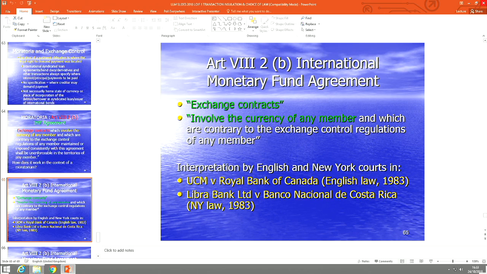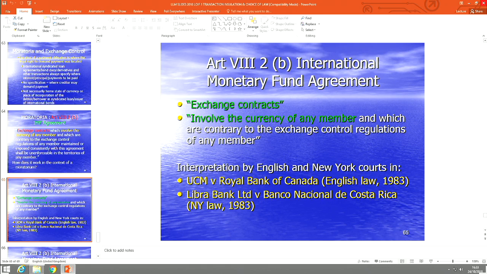What they said was, Article 8.2b of the IMF applies only if there is an exchange contract. That was the point I think you were making. And in the view of the English and New York courts, loans, bonds, and any other transaction which does not involve the exchange of one currency for another is not within Article 8.2b, which means all international financial transactions, give or take one type of derivative contract, falls completely outside Article 8.2b in the view of the English and New York courts.